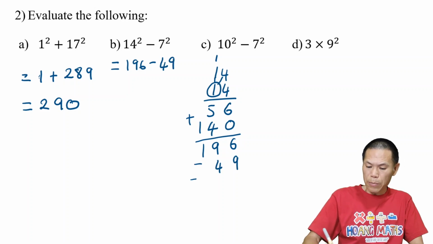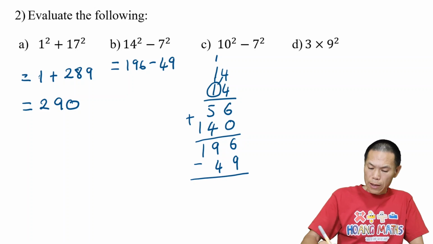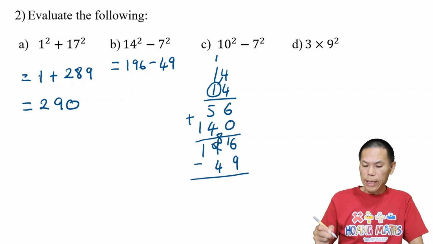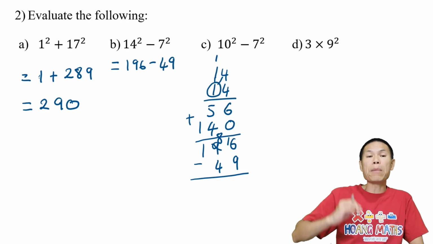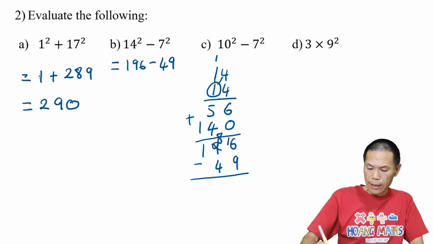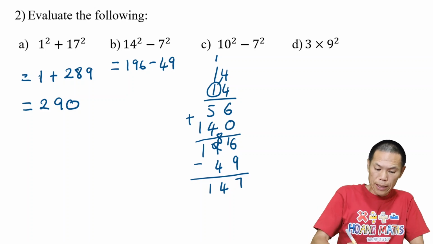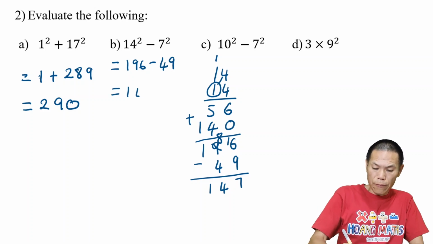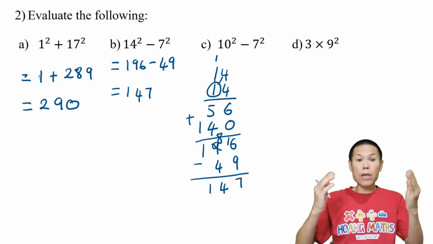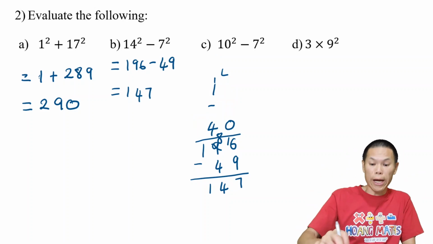Okay, so we carry 1 from here, gives me 8 and 1 here. 16 minus 9, 10 minus 9 is 1, add 6 is 7. 8 minus 4 is equal to 4. And this one, we write it down, because 1 minus 0 is 1. So the answer is 147. So there you go, and I hope you got it correct.